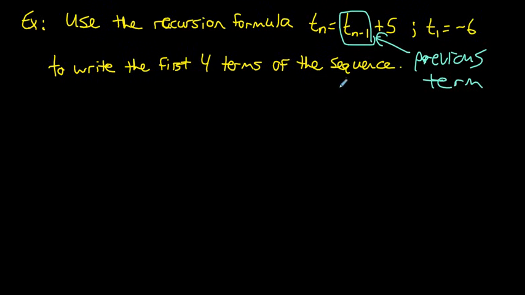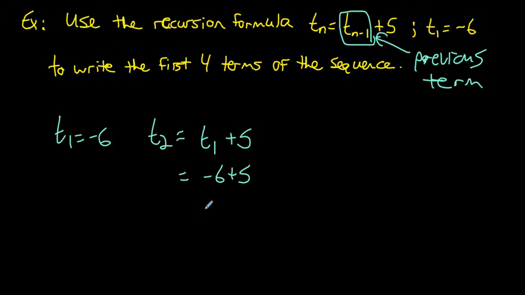So let's use this recursion formula to write the first 4 terms. The recursion formula has to tell you the first term. So it tells us term 1 is -6. If we want to find term 2, look what happens when we use the formula. Term 2 is equal to term 2 minus 1. Well, 2 minus 1 is 1, so it's equal to term 1 plus 5. So you use the previous term and then do an operation to it. Well, term 1 I know is -6, so do -6 plus 5.